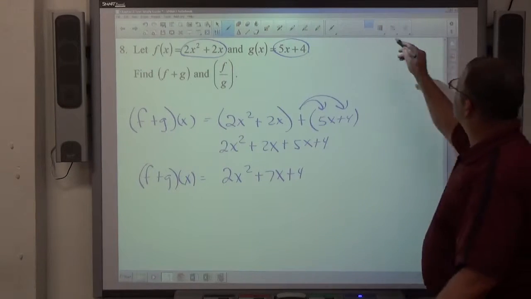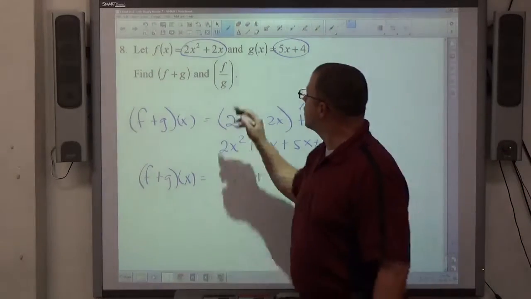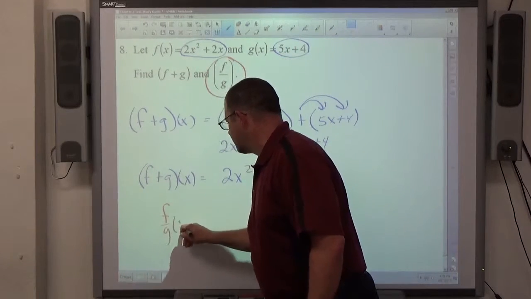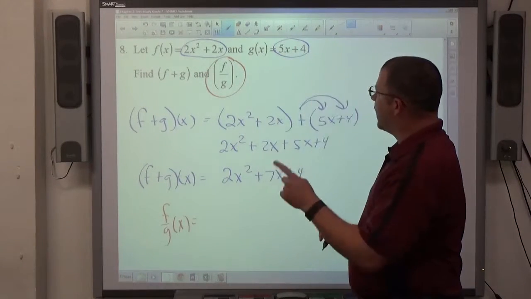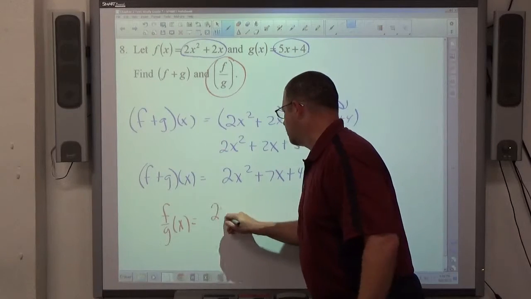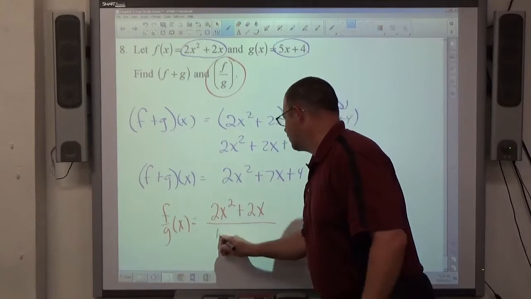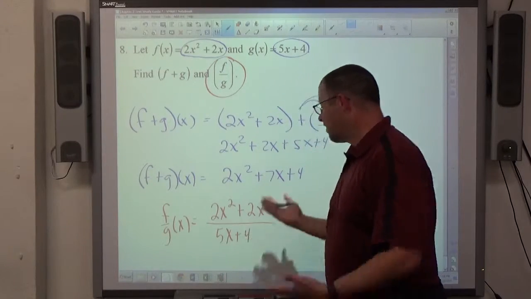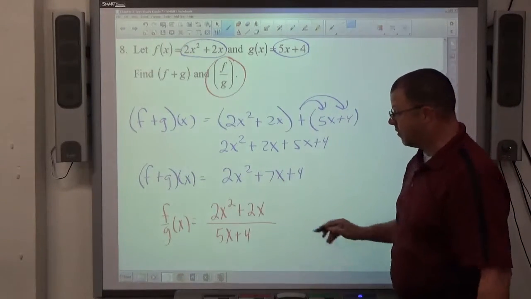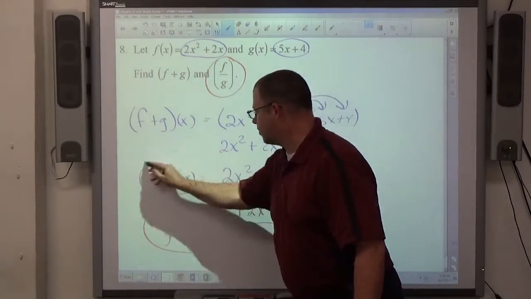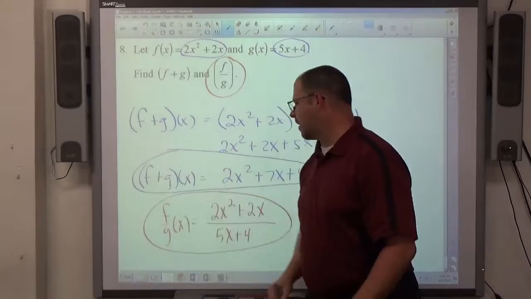The other thing I'm asked for here is f over g. So if I'm doing f over g of x, that's simply going to be function f, 2x squared plus 2x, over g of x, which is 5x plus 4. Simplify if possible. This is not simplifiable, so that's all I can do to that one. I suppose that's probably the easiest problem on the whole test, to be honest.